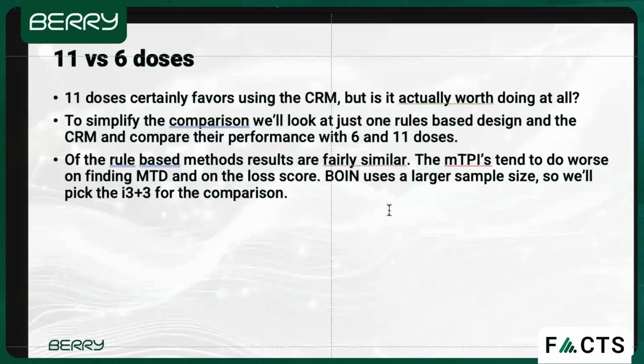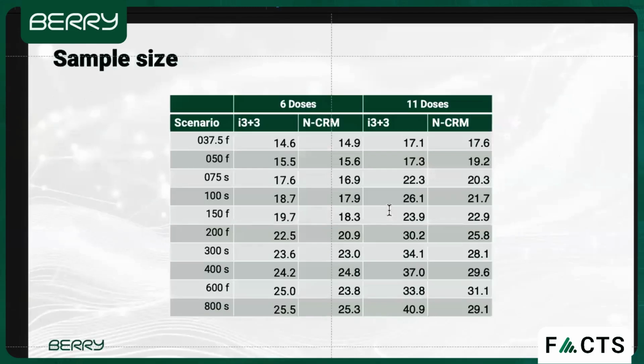So the last question really is, is it actually worth in this setting doing the 11 doses? So let's compare the same sets of results, but now let's compare the 6 dose to the 11 dose results. In order to not have too many numbers, and as the rule-based methods are broadly similar, and the MTPIs tend to do worse, we won't use those. The BOIN has the larger sample size. So what I've picked is the I3+3 and the CRM, and we'll look at how both those do at 6 doses and 11 doses.